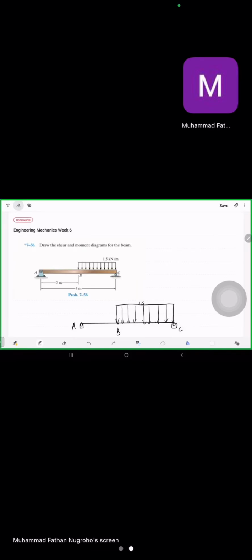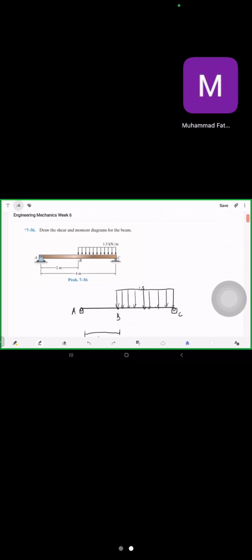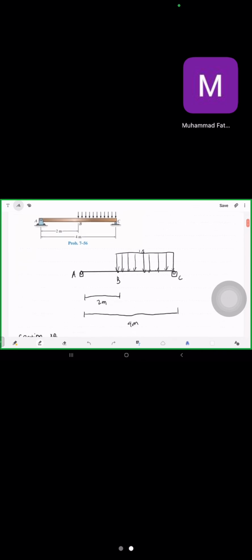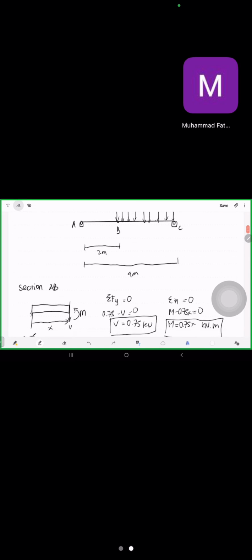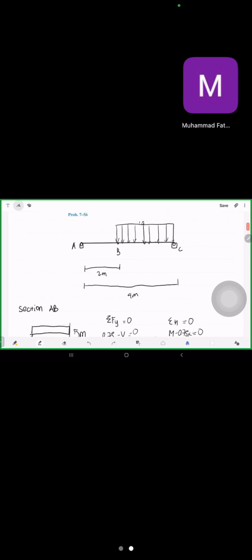Hey all, so today I'm going to be guiding you on how to do the problem number 56 in chapter 7. I've done the free body diagram there, and you can see that there are sections A, B, and C. So I'm going to divide this problem into two sections: section A-B, and also section B-C. Let's go directly to the first section, A-B.